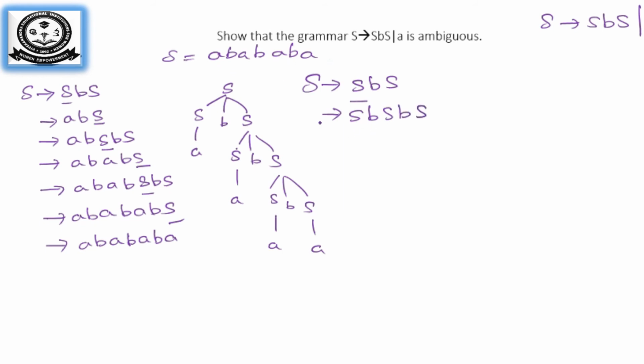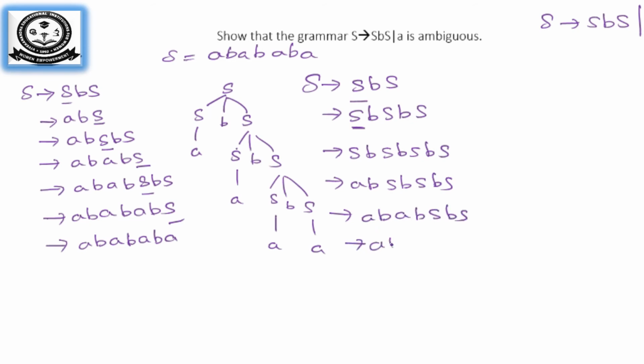Okay, how many B's do we have? Three B's. Again, for this S, I will substitute SBS. Then you have BS, BS. Then finally, I will substitute ABSB, SBS. And finally, AB, AB, SBS. Again, I will substitute AB, AB, A, BS. Then finally, you will have AB, AB, ABA.